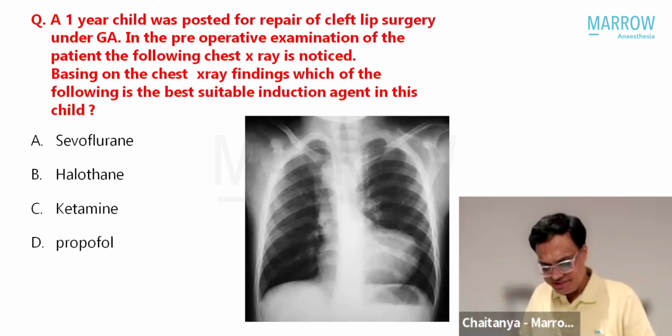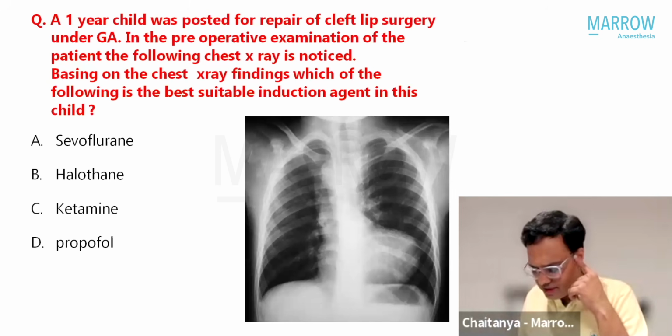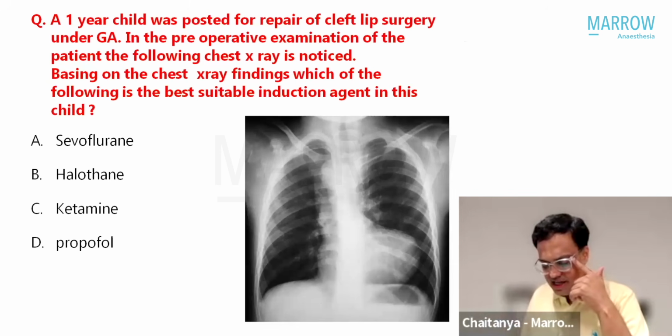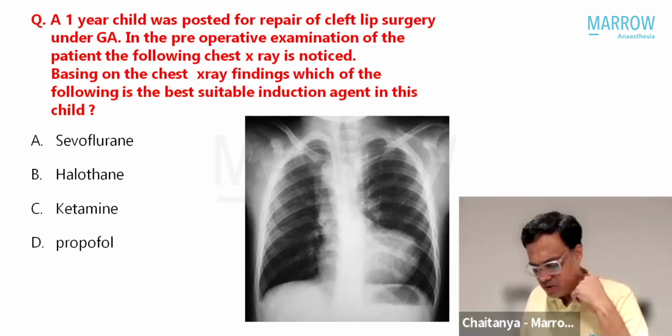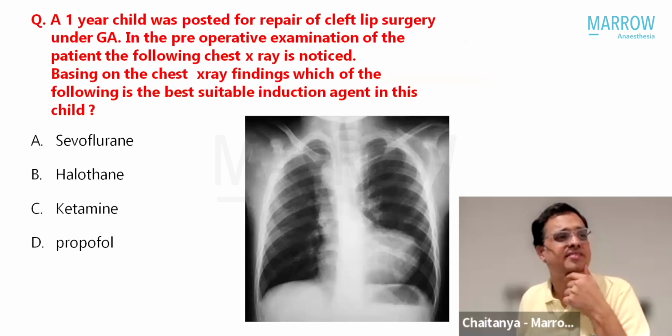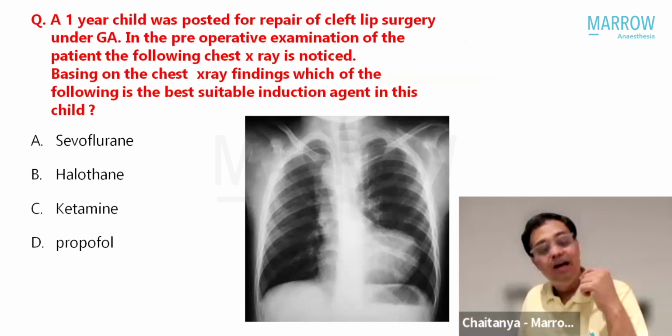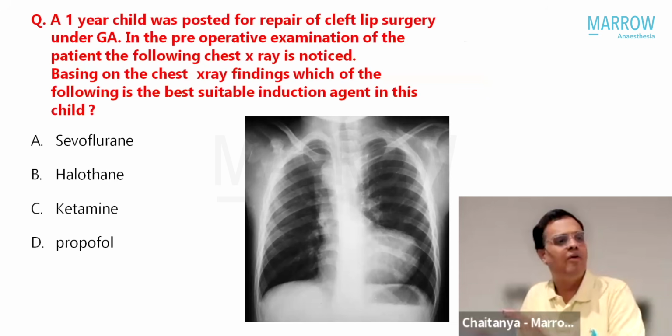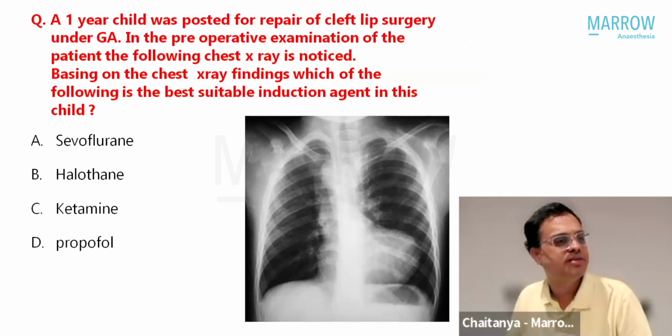The next question: a 1-year-old child was posted for cleft lip surgery under general anesthesia. In the preoperative examination of the patient, the following chest X-ray is noted. Based on the chest X-ray findings, which of the following is the best suitable induction agent? Look at the chest X-ray and come to a diagnosis. Obvious, everyone says tetralogy of Fallot. The answer is ketamine. Very good.